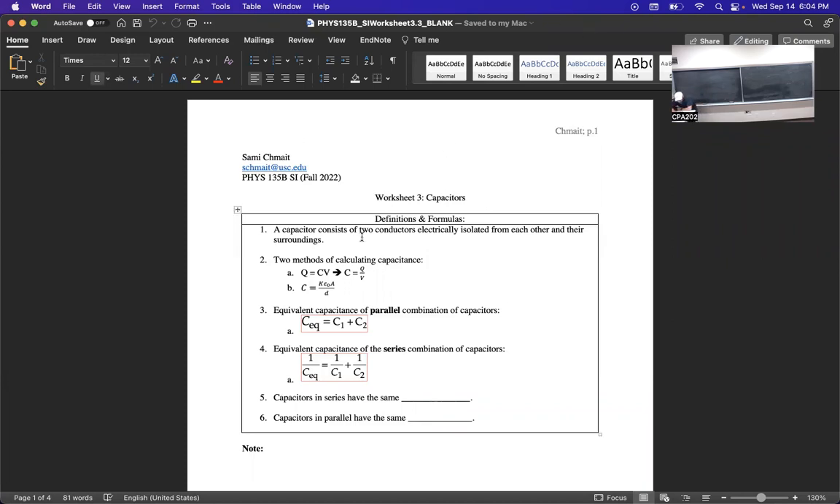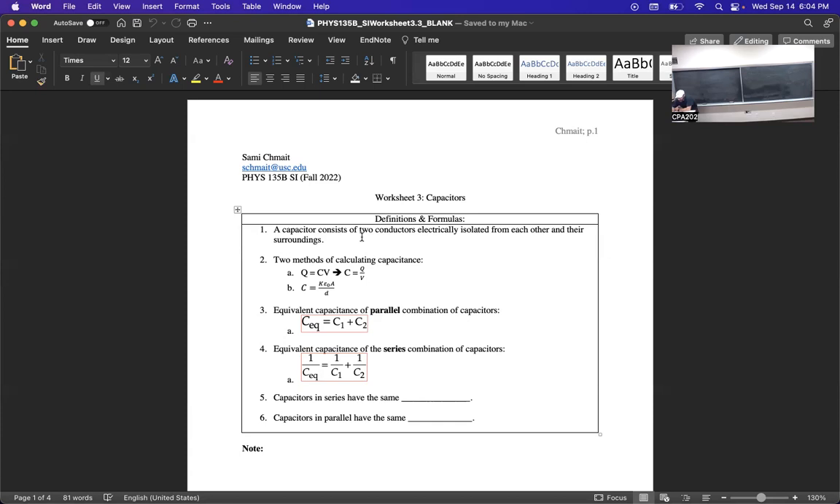A capacitor consists of two conductors electrically isolated from each other and their surroundings. The important thing to note is that a capacitor stores its charge in the form of an electric field. So it's almost like a pseudo battery. There's going to be a side where the plus charge builds up and where the minus charge builds up, and it's going to have a voltage drop, just like a battery. But we'll talk more about that probably next week.